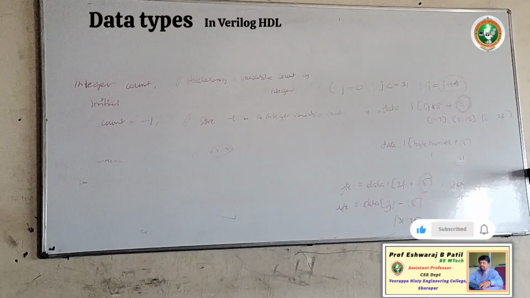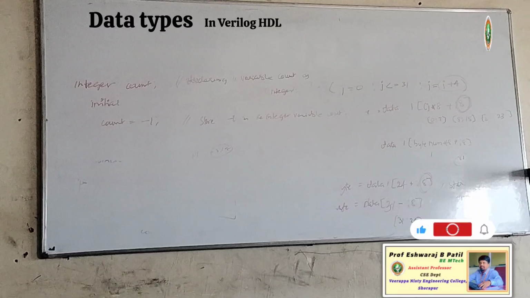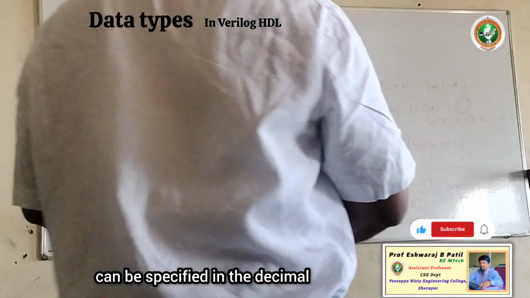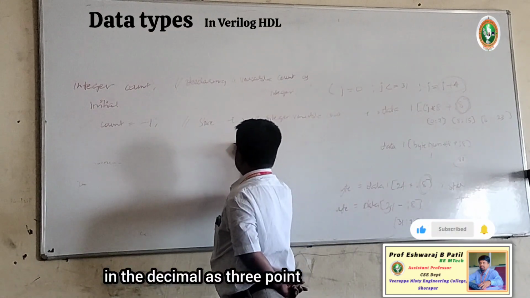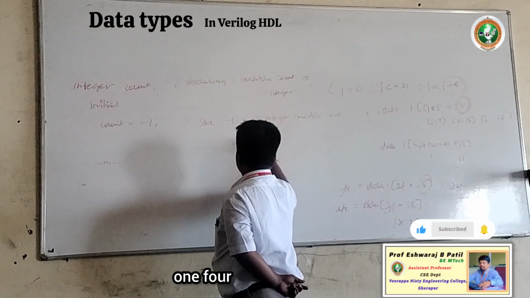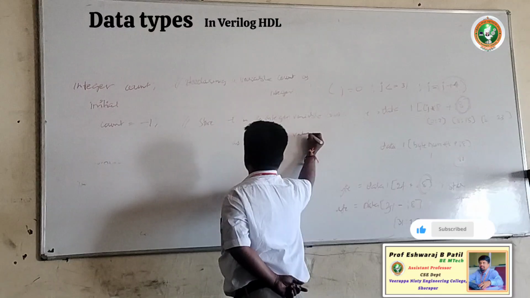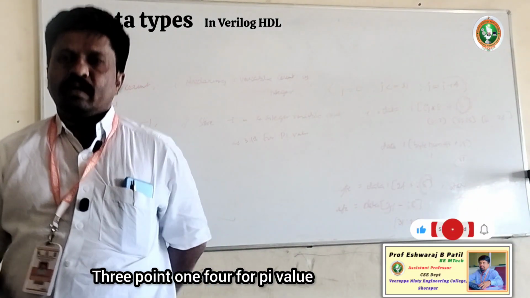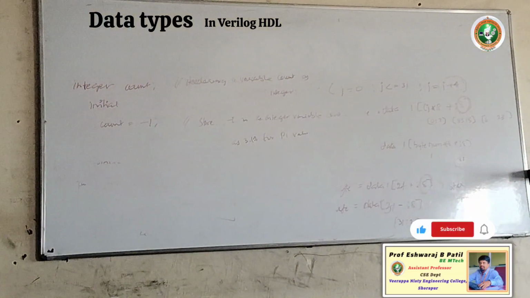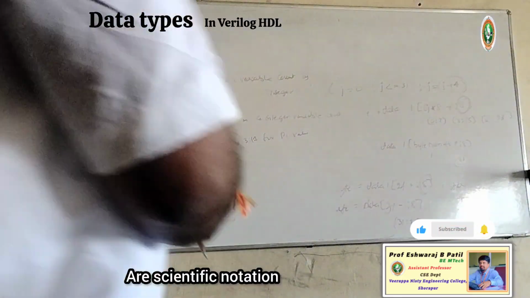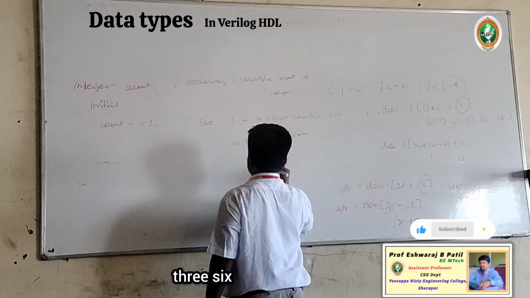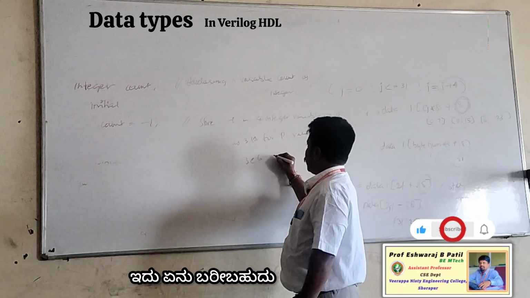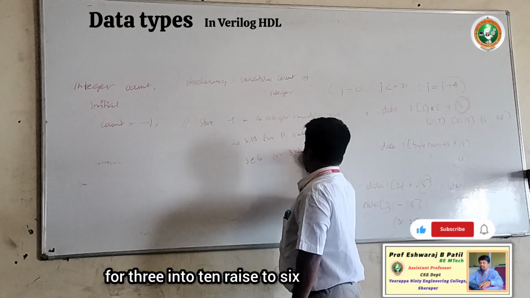Real numbers can be specified in the decimal as 3.14 for pi value. As our next point, in scientific notation as 3E6. 3E6 as scientific notation. How can this be written? 3 into 10 to the power 6.